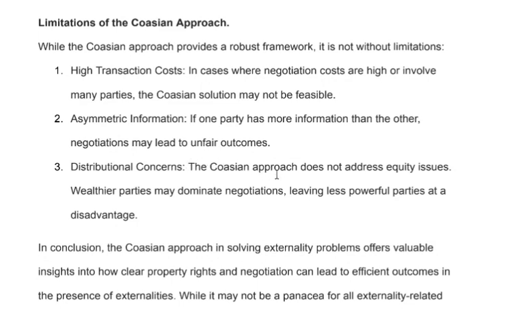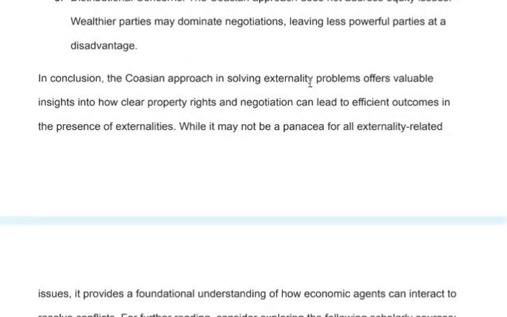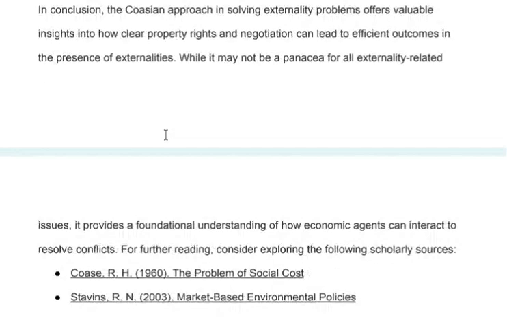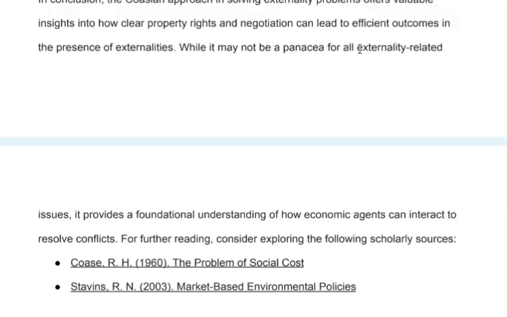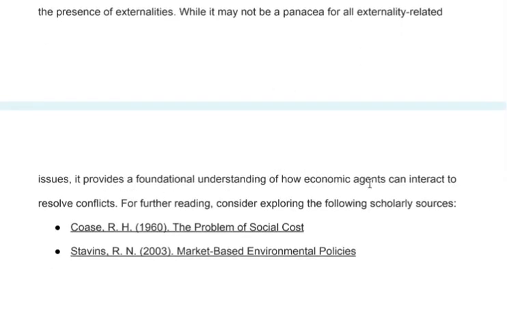Distributional concerns. The Coasian approach does not address equity issues. Wealthier parties may dominate negotiations, leaving less powerful parties at a disadvantage. In conclusion, the Coasian approach in solving externality problems offers valuable insights into how clear property rights and negotiation can lead to efficient outcomes in the presence of externalities. While it may not be a panacea for all externality-related issues, it provides a foundational understanding of how economic agents can interact to resolve conflicts.